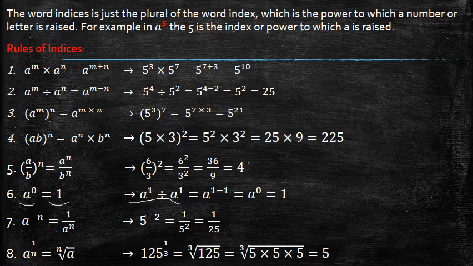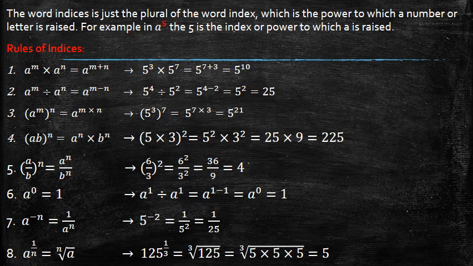If you have a raised to the power 1 divided by a raised to the power 1, we know that's going to be 1. But using the law of indices, a^1 divided by a^1, since they have the same base, a and a, and since it's division, we subtract the powers. So we have 1 minus 1. 1 minus 1 is 0, so a raised to the power 0. So since we know that a divided by a is 1, a raised to the power 0 must be 1.